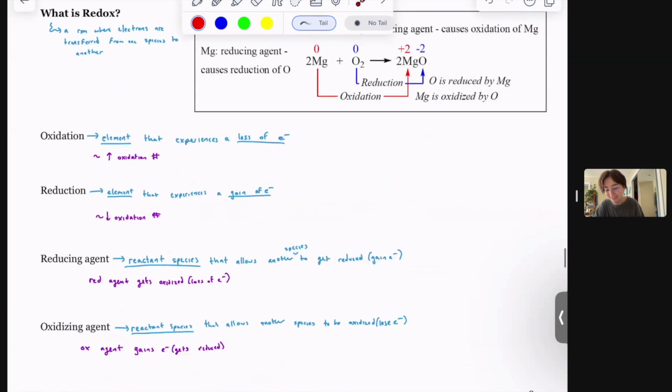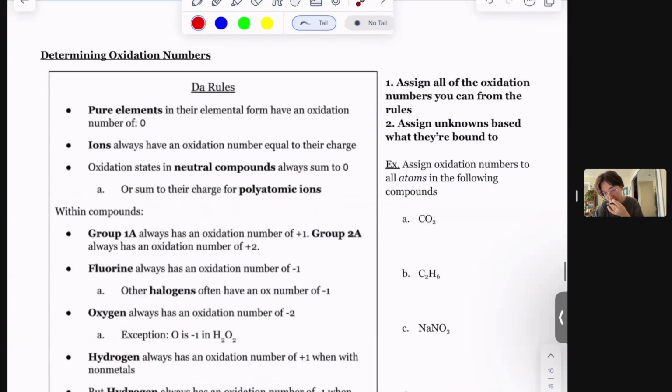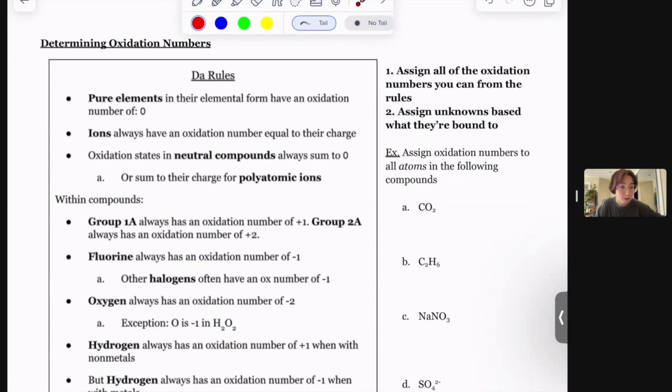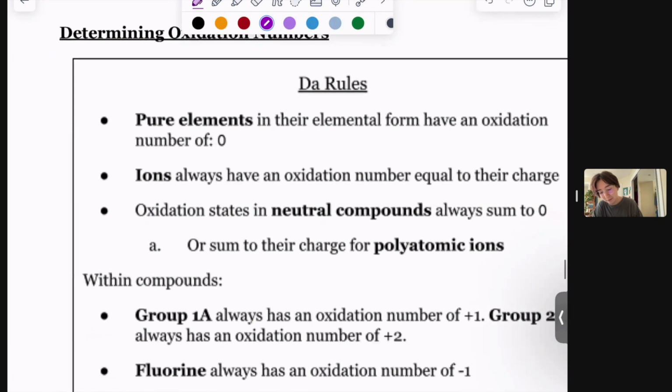Okay, oxidation numbers. Hopefully you've seen this before. There's just a bunch of rules, and unfortunately it is just memorization. Sorry. I was gonna star the most important ones, and then I just ended up starring all of them. So you just kind of gotta know them, unfortunately. The way I've separated these, your first step is these. Okay, sorry. Let's just go through them.